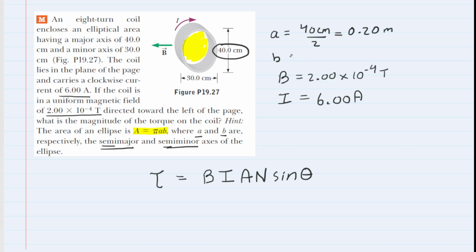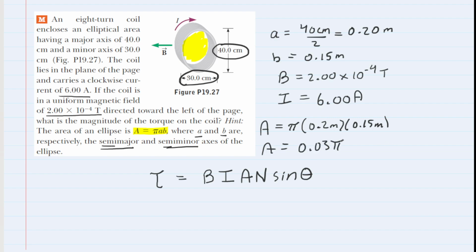Now for little b, we take the length of the minor axis right here and divide that by 2. So that's just going to be 15 centimeters. Divide that by 100, and you get 0.15 meters. So now we would be able to find the area, because they told us how to. They said that it's pi times A times B. So we're going to take pi, multiply that by 0.2 meters, and then multiply that by 0.15 meters. Maybe what we'll do is just leave it in terms of pi. So we'll just multiply 0.2 by 0.15. We get 0.03 pi. We multiplied meters by meters, so we have meters squared.